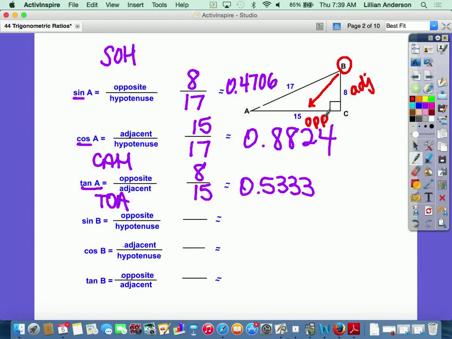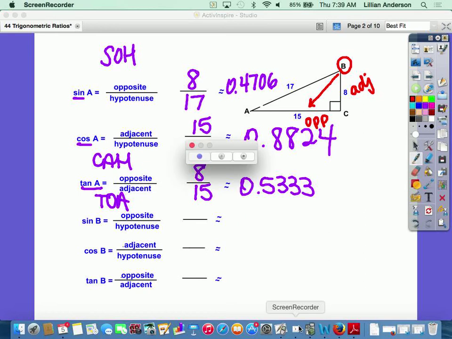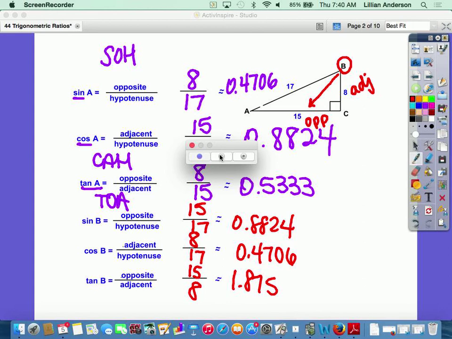switch for angle B. Okay, so I want you to take a minute and fill out the ratios and provide the decimal to 4 decimal places for the sine, cosine, and tangent of angle B. Pause this video to do that. Did you get these? Hope so.